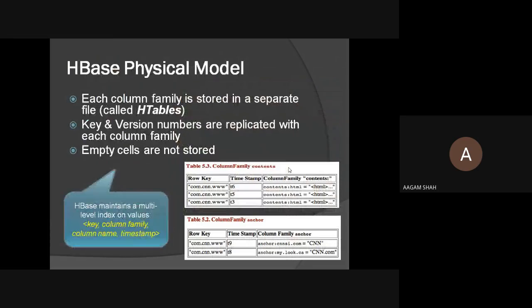So next is the physical model. Each column family is stored in a separate file called HTables. Key and version numbers are replicated with each column family, and empty cells are not stored. HBase maintains a multi-level index on values, that is key, column family, column name, and timestamp, as you can see in the right hand side picture. So there is a row key, timestamp, and column family in the HBase table, and every column family has its own HTables.